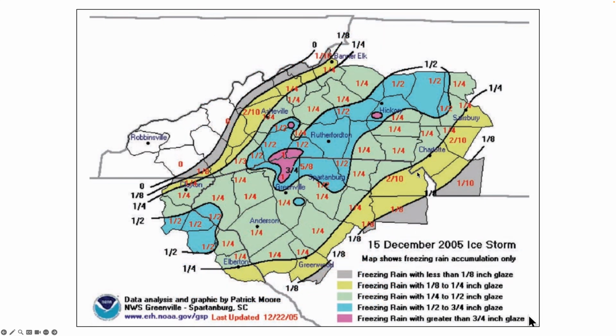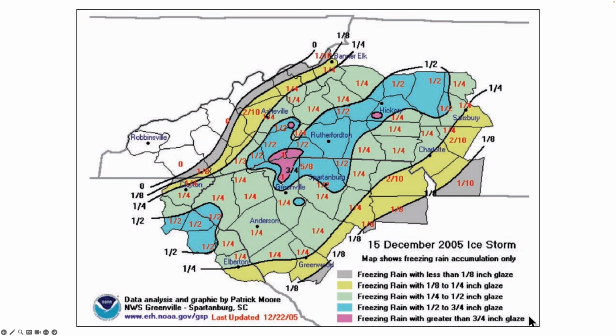And for this particular ice storm, here is kind of a post-mortem from the National Weather Service from Greenville, Spartanburg. As you can see, ice accumulations are color-coded right here. So freezing rain less than 1/8 of an inch is gray, all the way to freezing rain greater than 3/4 of an inch in the pink right here. And these ones indicate a couple of locations in the upstate of South Carolina and far southern North Carolina where an inch of freezing rain was measured.